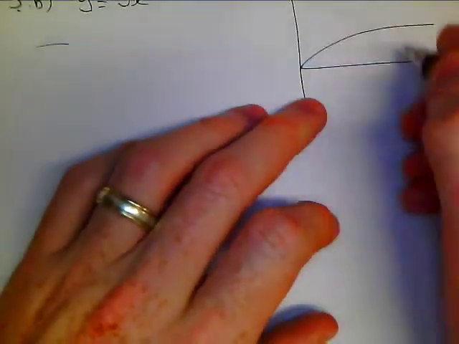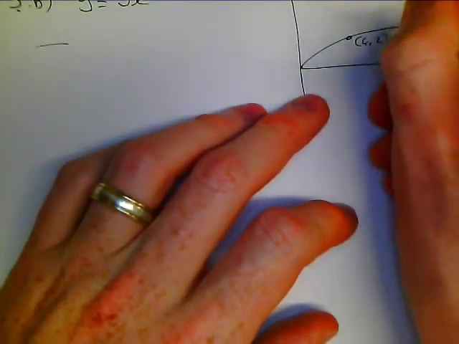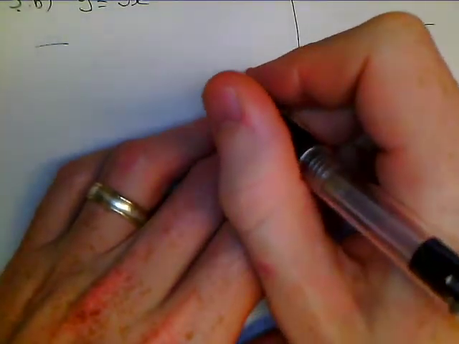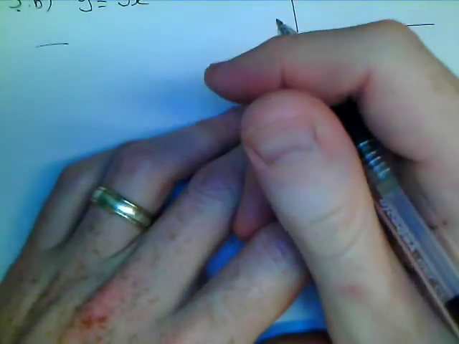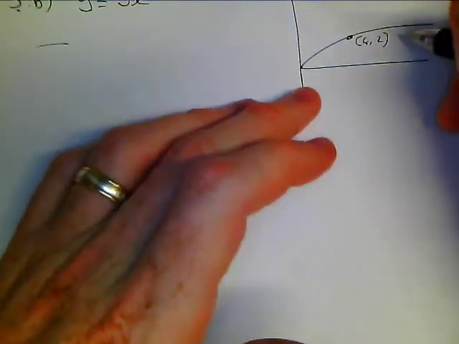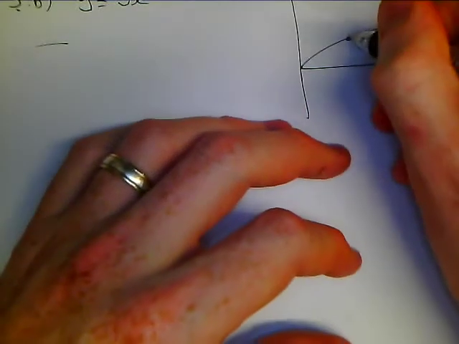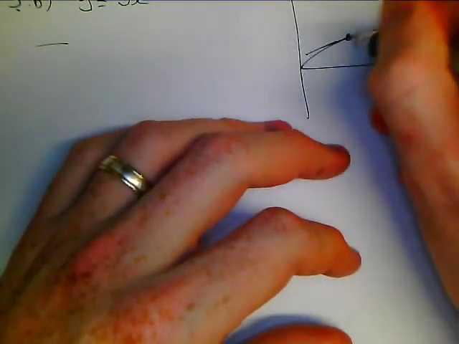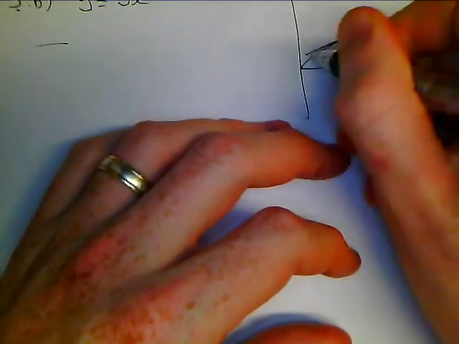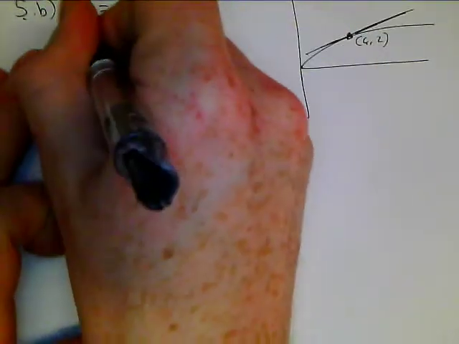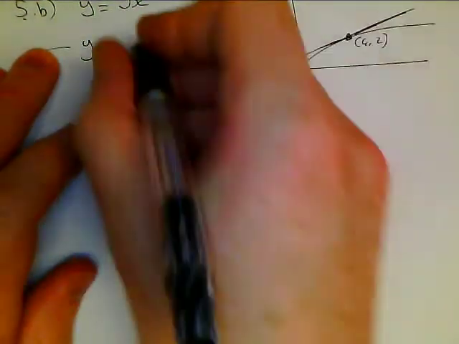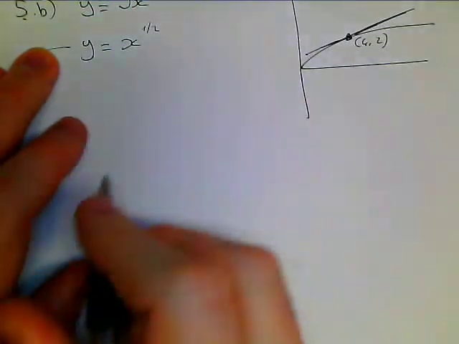Now at the point 4, 2, which is about here somewhere, what they're saying to us is, what's the gradient of a tangent drawn to it there? So if I drew a tangent there, what's the gradient of the tangent? Well, it's the same as the gradient of the curve at that point. So prepare it for differentiation.